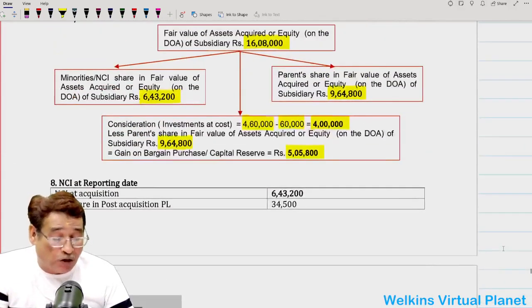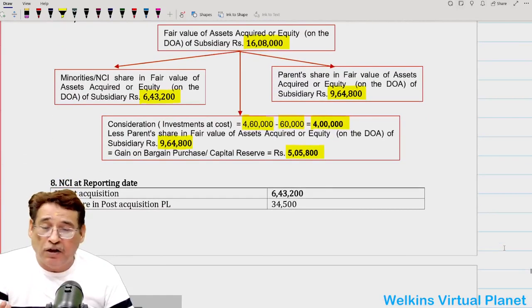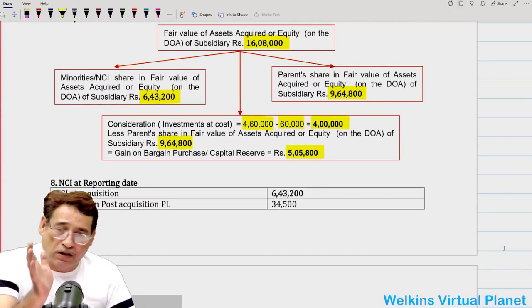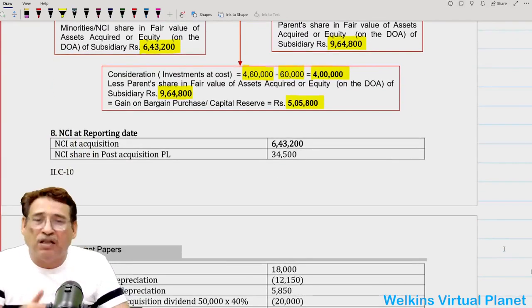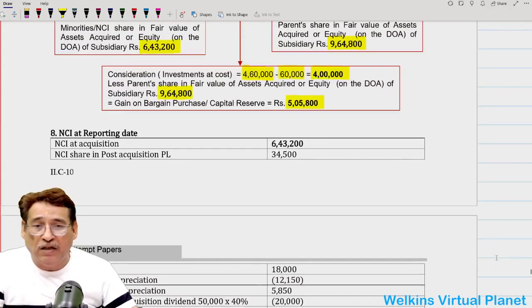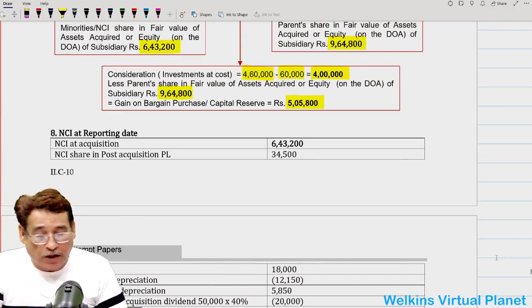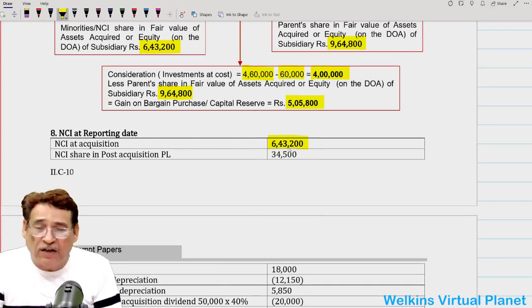But that is because of the differences in the dates as I told you. Correct? In my opinion, date should have been, instead of 1-6, it should be 1-4-2021. But anyway, this is the way to solve the question. Point important is this. And similarly, now NCI or minority interest on the reporting date. On the date of acquisition, 1-7-2021, NCI, NCI means minority interest, is 6,43,200.